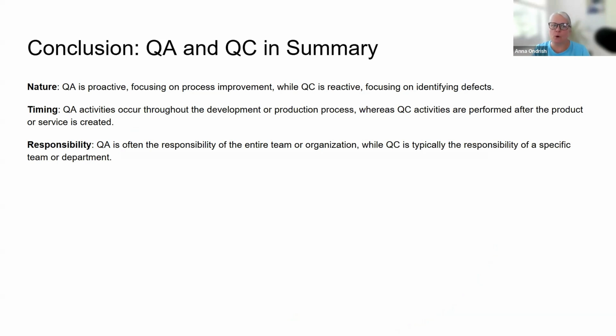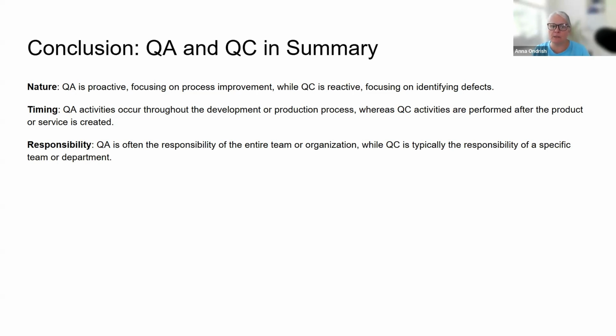Quality assurance is proactive, focuses on process improvements. Quality control is reactive, focuses on identifying defects. Quality assurance happens throughout the development or production process, whereas quality control activities are performed after the product or service is created. I will make another video about that, because there is dynamic and static testing that would allow us to start quality control much earlier in the software development life cycle.